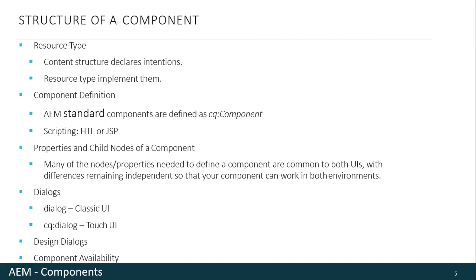Most of the node store properties required to define a component are the same for both types of AEM interface, with differences remaining independent so that your component can work in both. For example, jcr:title. This is the component title, used as a label when the component is listed in the component browser or sidekick. Description. The description for the component can be used as a mouse over hint in the component browser or sidekick. Resource super type indicates the path of inheritance when extending a component.